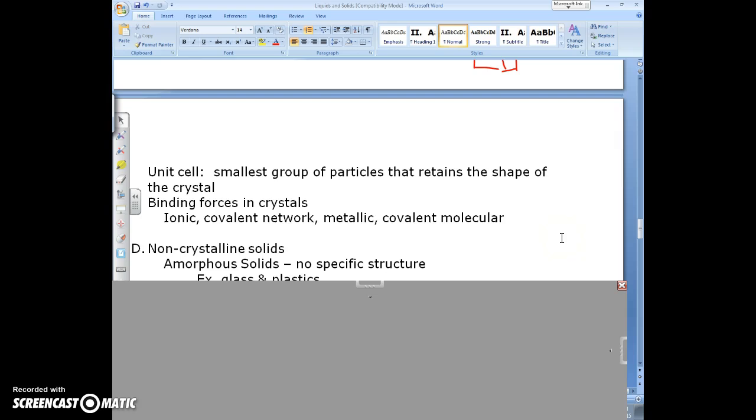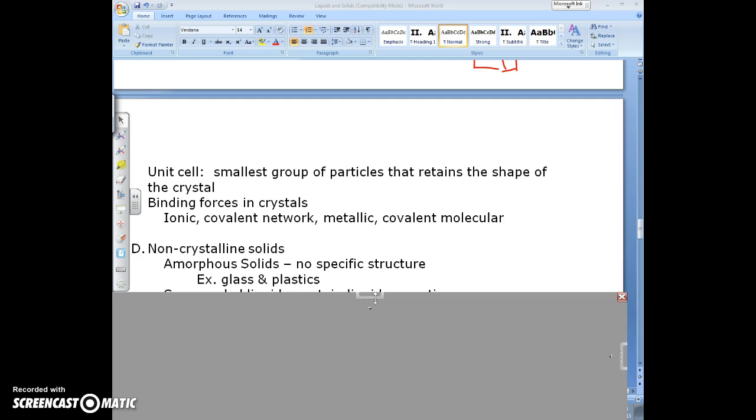Non-crystalline solids are also referred to as amorphous solids, so amorphous, without form, so they have no specific structure. The cool thing about that is if they have no specific structure, then we can see through them. So glass is an amorphous solid, and if you've seen glass in old buildings, the glass at the bottom is thicker than the glass at the top because over time, since there is no specific structure, those molecules are allowed to flow a small amount. And so you end up with glass in old houses being thicker at the bottom than at the top. Plastics, the same sort of thing goes on there.